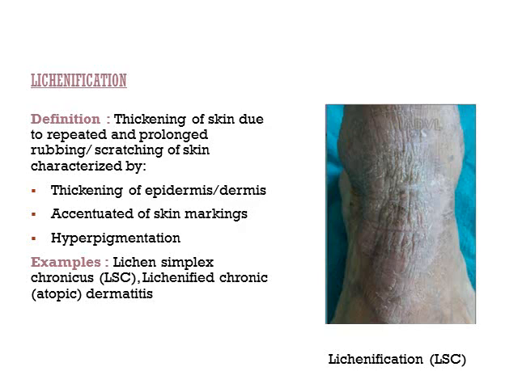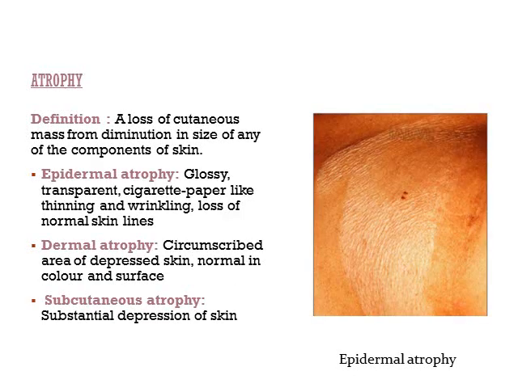Lichenification is a triad where the skin is thickened, its skin markings are more prominent, and it is hyperpigmented. It's a triad of thickening of the epidermis or dermis, accentuation of the skin markings, and hyperpigmentation. This is commonly seen secondary to conditions where there is a lot of itching because of chronic scratching.